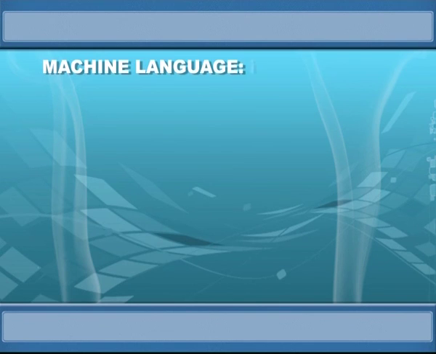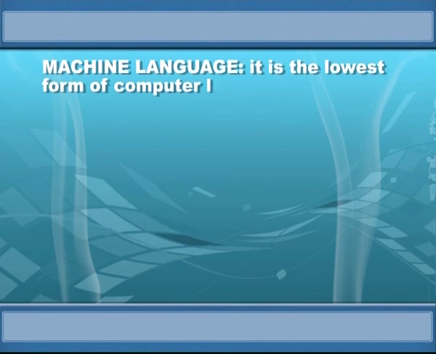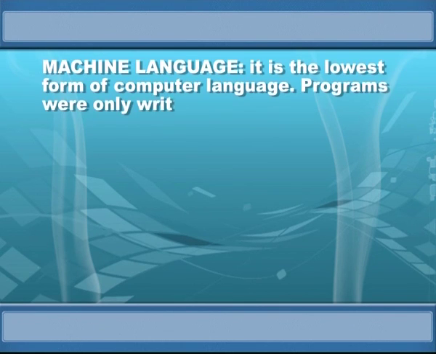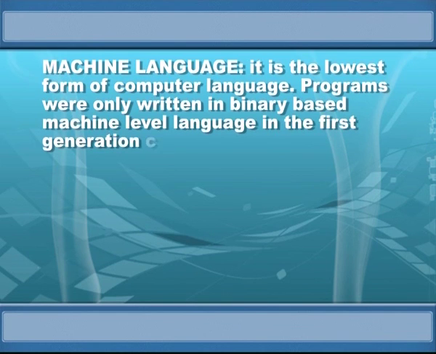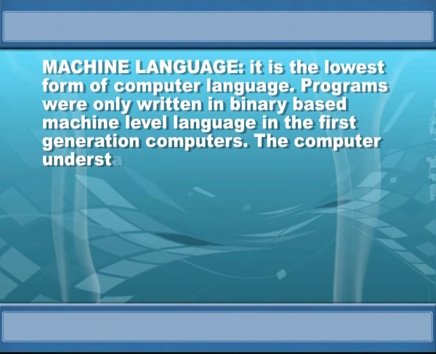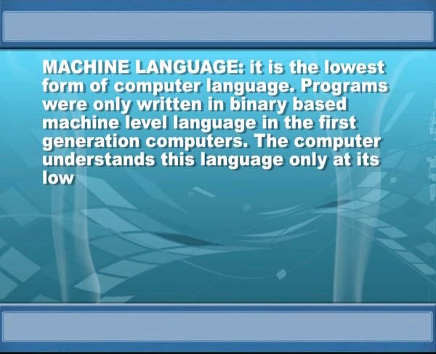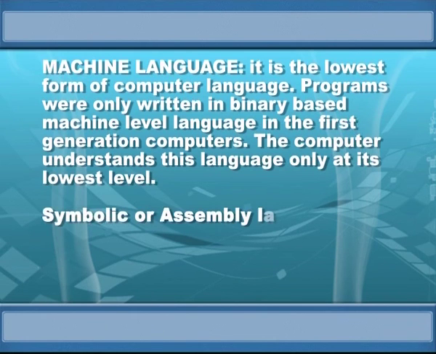Classification of programming languages. Machine language. It is the lowest form of computer language. Programs were only written in binary-based machine level language in the first generation computers. The computer understands this language only at its lowest level.